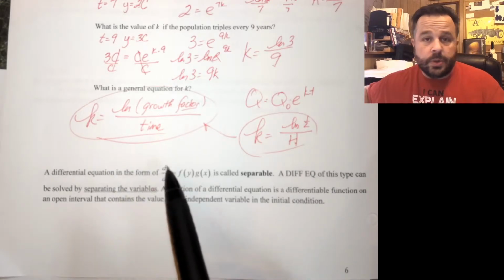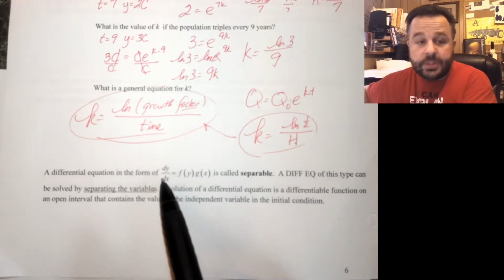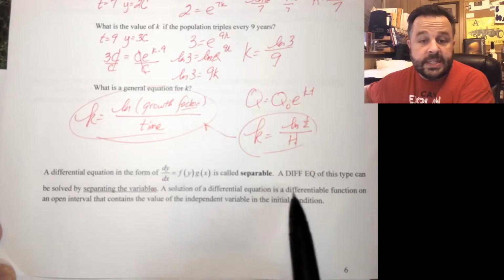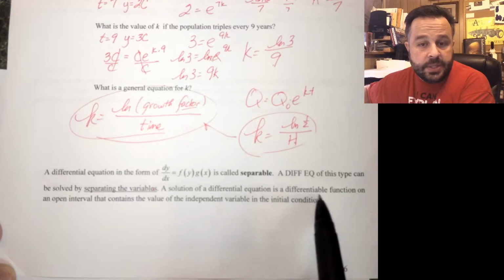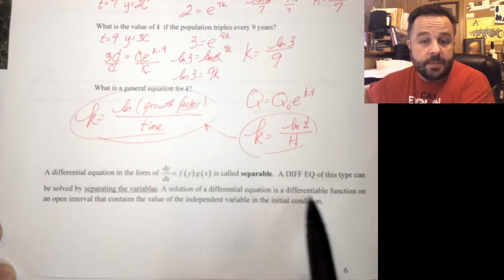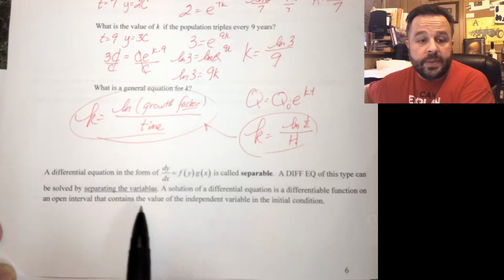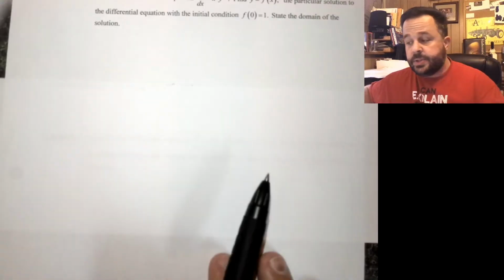All that means is we're going to put y on one side and we're going to put x on the other side. We're going to literally separate the variables. Now, a solution of a differential equation is a differentiable function. Differentiable implies continuity, so that's going to come back as we talk about the domain of this function, on an open interval that contains the value of the independent variable in the initial condition.